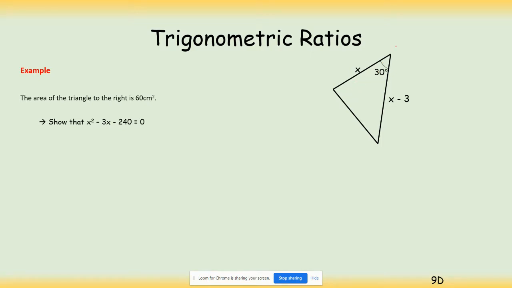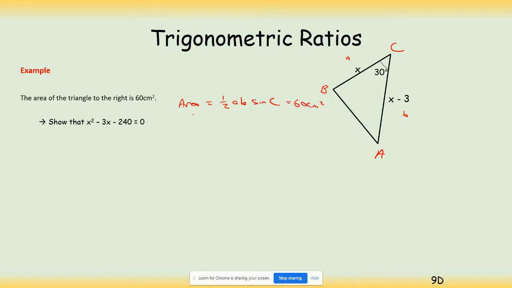Again, it's not labeled. So the angle in between, this is great. I can label it myself. I'm going to call it C. I'm going to call this angle A, which means this side is A, and this angle here, B, which means this side is B. Area of a triangle is equal to a half AB sine C, the angle in between, and they tell me that that's equal to 60.